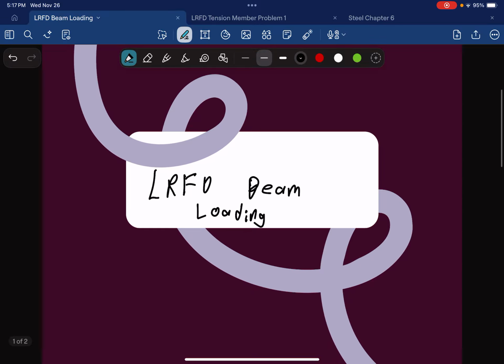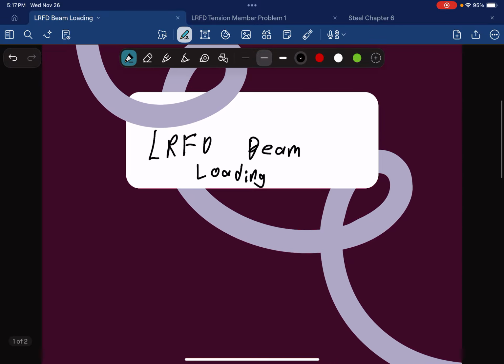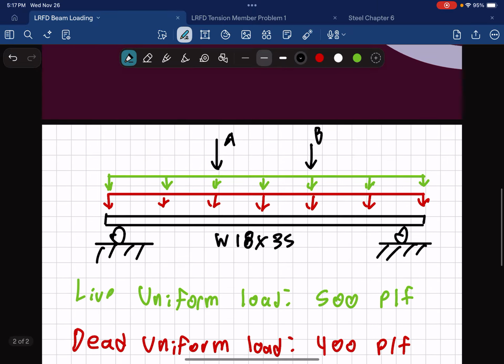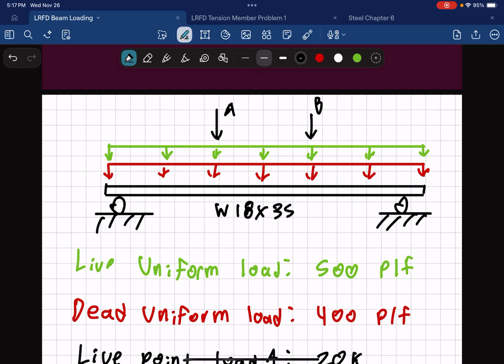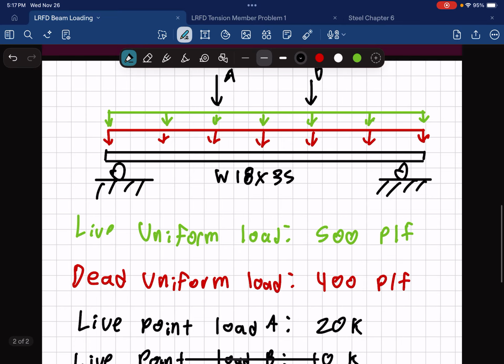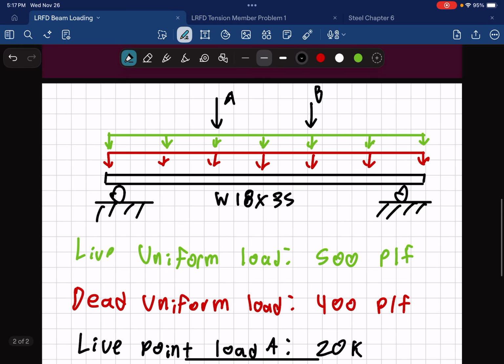Hey everybody, in this video we're going to be talking about a basic LRFD beam loading problem. We're not going to be talking about beam design in this problem, but we are going to talk about the weight of this beam and how that affects the entirety of the problem. So here you have a simply supported beam that we're looking at sitting on two rollers, so we don't really have any forces acting on this other than those acting in this direction.